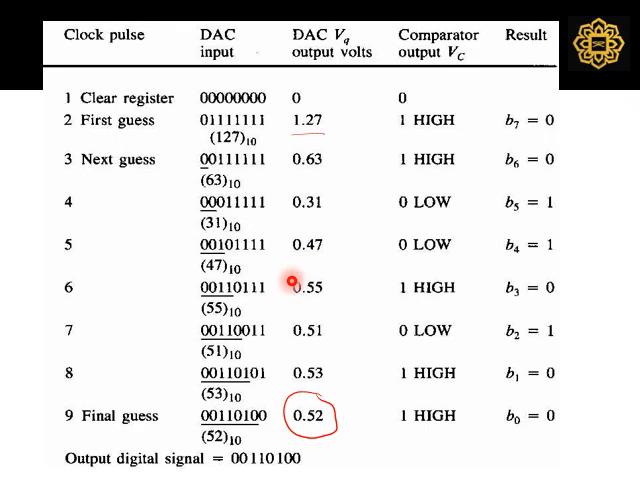So this is how you approximate, and you check high or low, and once you converge to a value 0.52, you stop this process, and this is your final approximated number, which is 110100001101 00. So this is your final value of the digital format of 0.52 volts of analog value.